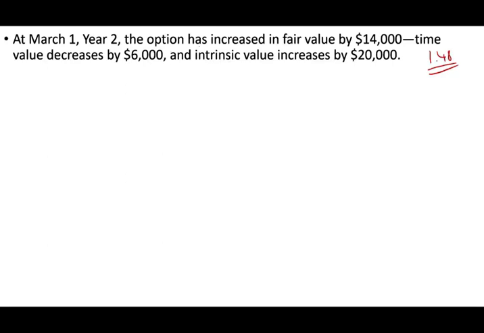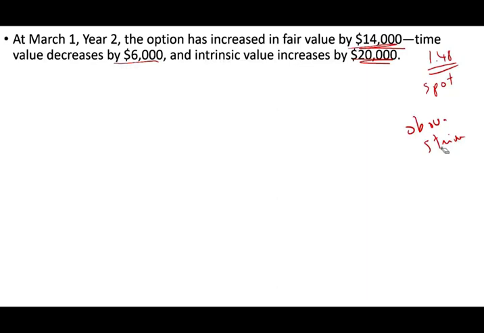So on March 1st, year two, the option has increased in value by 14,000, time value decreased by 6,000, and intrinsic value increased. So the intrinsic value increased by 10,000, although the time value is gone because by March 1st, the time value is gone. But the intrinsic value increased. Why? Because the spot rate was $1.48. Now, once I'm done with this spot rate, $1.48, I'm gonna change the spot rate to something above the strike price. And once I do so, I will start the entries like here, March 1st.